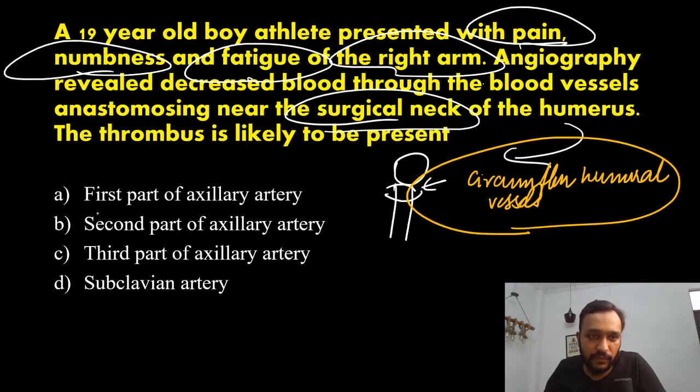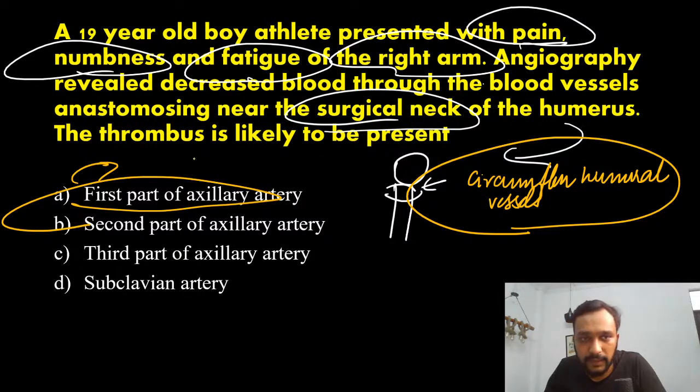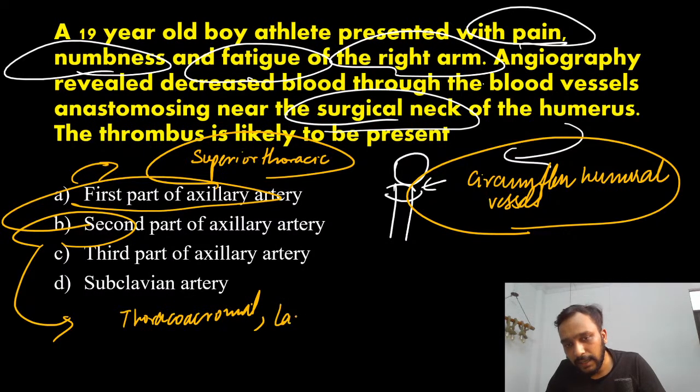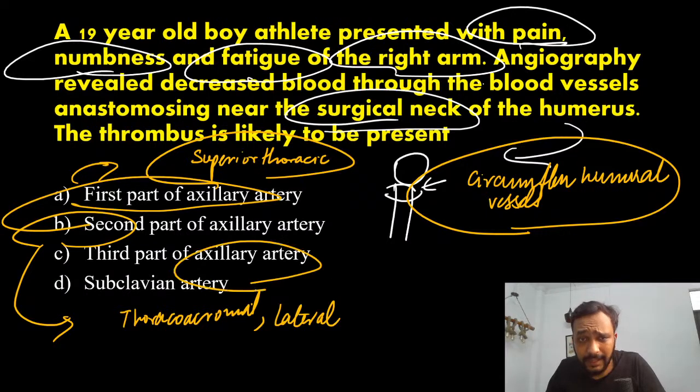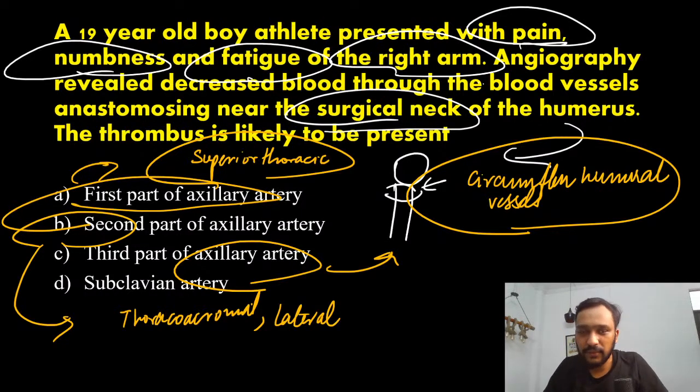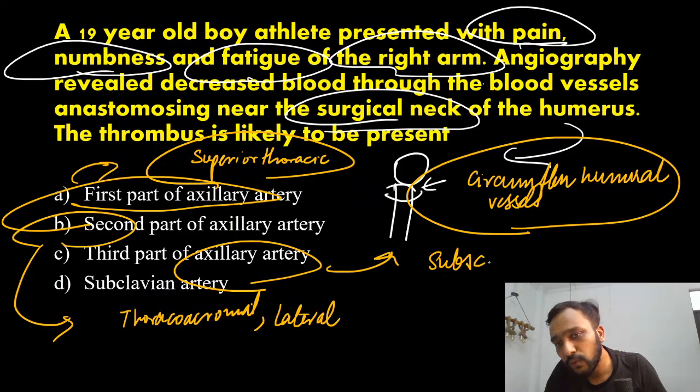Okay, the branches from the first part of the axillary artery include your superior thoracic artery. Branches from the second part include your thoracoacromial artery and your lateral thoracic artery. And the third part arteries are your anterior and posterior circumflex humeral vessels. These are going to wind around the neck of the humerus. And one more important branch is your subscapular artery.